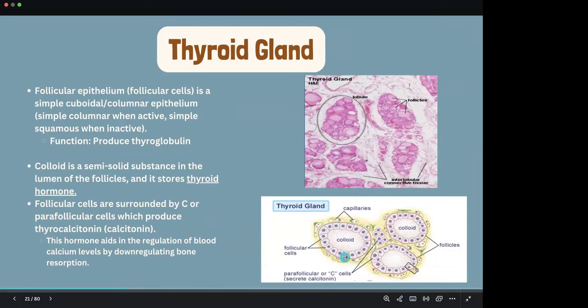These cells are called, you can see them here. These are the capillaries. These cells are called C cells or parafollicular cells, and they release calcitonin. Calcitonin is a hormone that's involved in bone resorption. I think you just need to know that parafollicular cells surround the thyroid follicle, and these parafollicular cells secrete calcitonin.